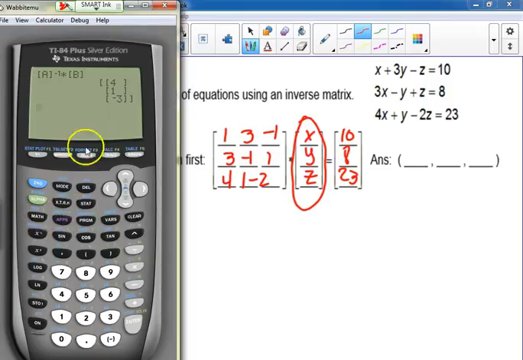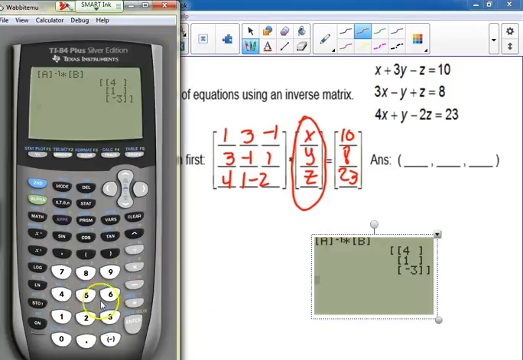But remember, the other option is to put it in as a 3 by 4 and do RREF. I'm not going to know the difference. And 10, arrow down, 8, arrow down, 23. Enter. Home screen. Math. RREF. Matrix A. And I get 1 0 0 4, 0 1 0 1, 0 0 1 negative 3. Same answer. Everybody good?